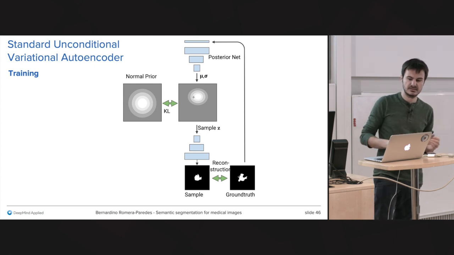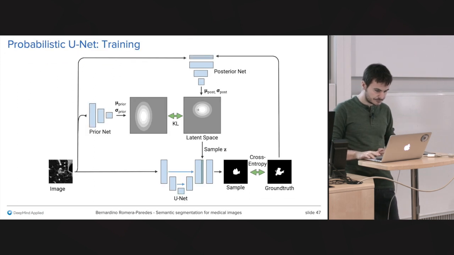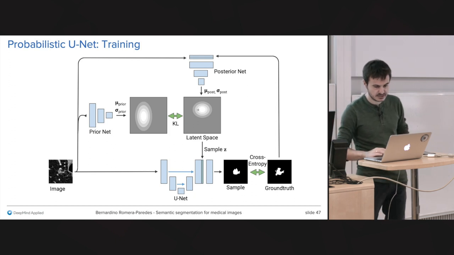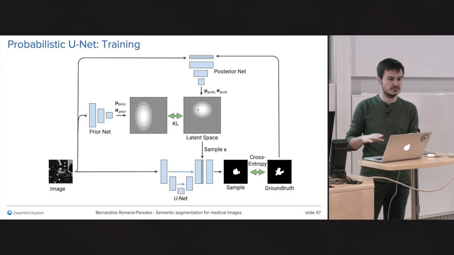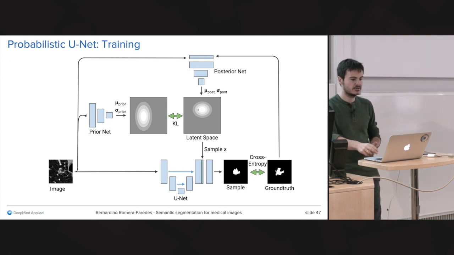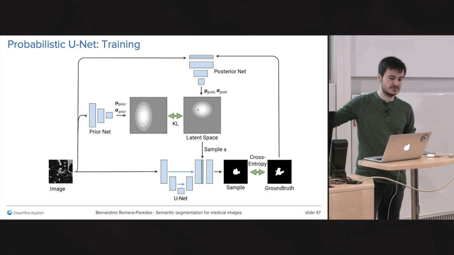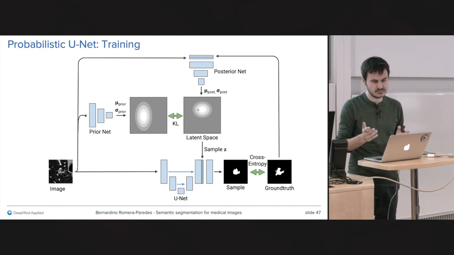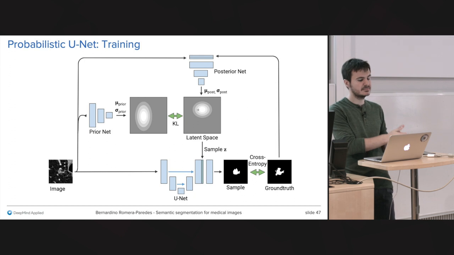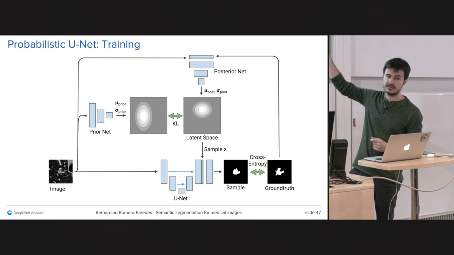we have context, not only the segmentation, but we also have the inputs. So we introduce this context, this image, into both the posterior net, the encoder, and also the prior. So we make the prior not fixed anymore, but instead it is a function of the input image. And then same as before, we minimize the cross entropy between the predicted segmentation and the ground truth, as well as the KL divergence between the prior and the posterior.